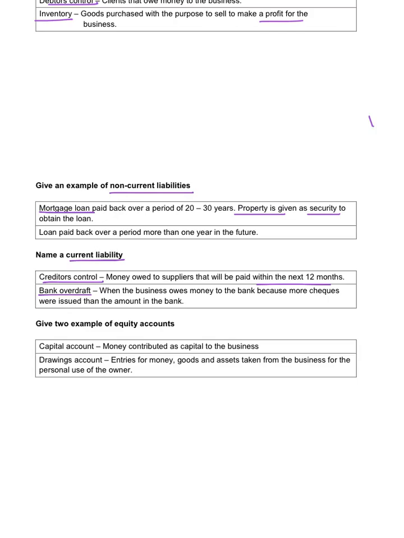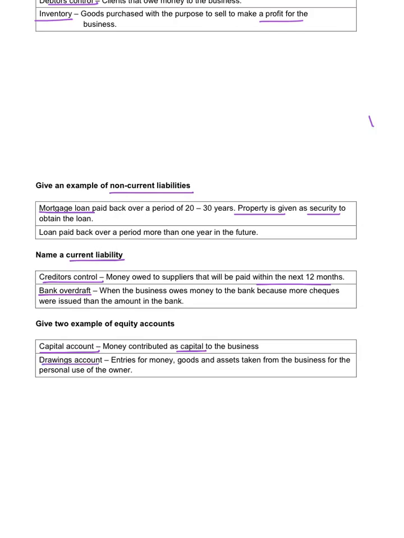Give 2 examples of equity accounts. The capital account is the money that was contributed by the owner as his capital contribution. So that is his interest in the business. That is the money that he can lose if this business goes insolvent. Or you can say that is the amount of money that the business owes the owner.